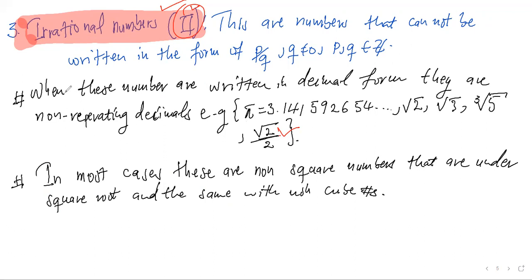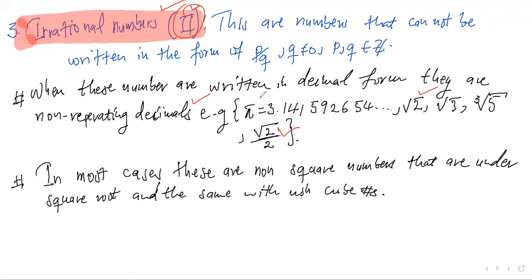Another important thing to note is that when these numbers are written in decimal form, they are non-repeating decimals. That means the numbers don't have a sequence for predicting what the next digit is. Therefore, punching it on the calculator or computer will give you different digits with no sequence. Root 2 has a similar thing, and then root 3, cube root of 5, and so forth, and root 2 over 2.